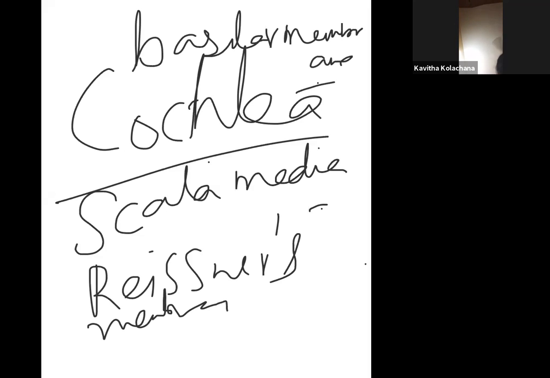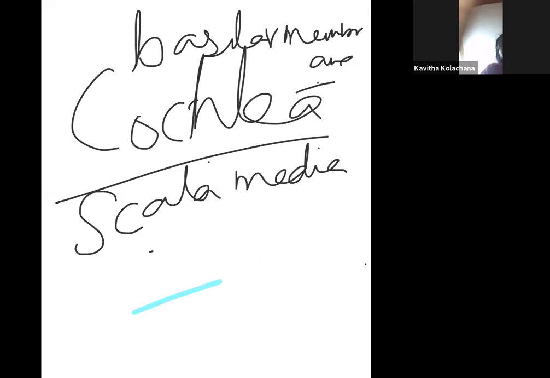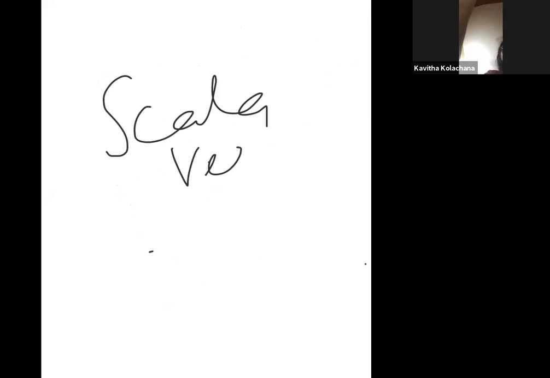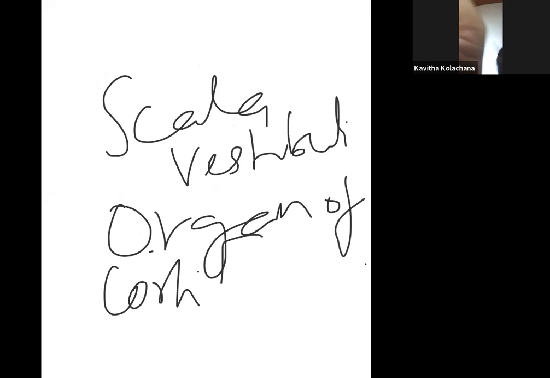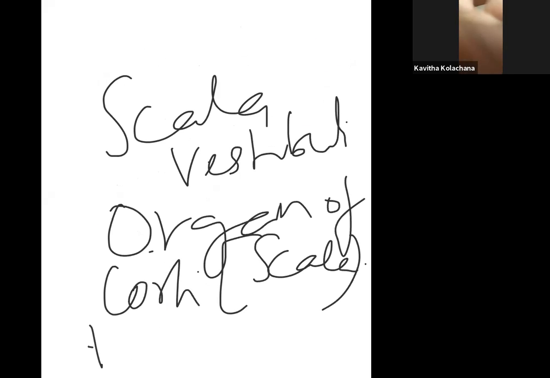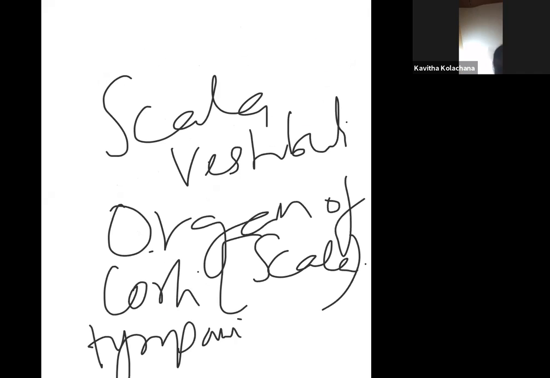Because of all these membranes, Reissner's membrane and the basilar membrane, the entire cochlear vestibule is divided into two compartments. One is the scala vestibuli, and the other, lower one is the scala tympani, also called the organ of Corti. We have the partition here.